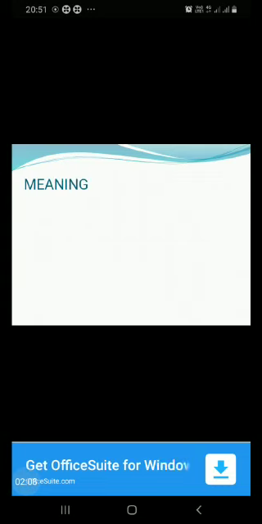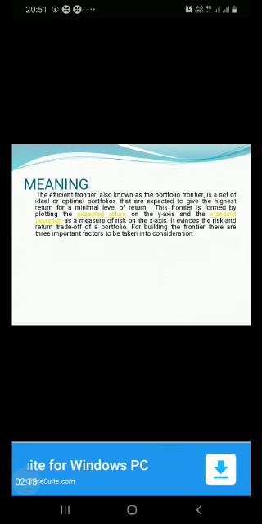Now let us look at the meaning of efficient frontier. The efficient frontier, also known as the portfolio frontier, is a set of ideal or optimal portfolios that are expected to give the highest return for a minimal level of risk. This frontier is formed by plotting the expected return on the y-axis and the standard deviation as a measure of risk on the x-axis. It evinces the risk and return trade-off of a portfolio.